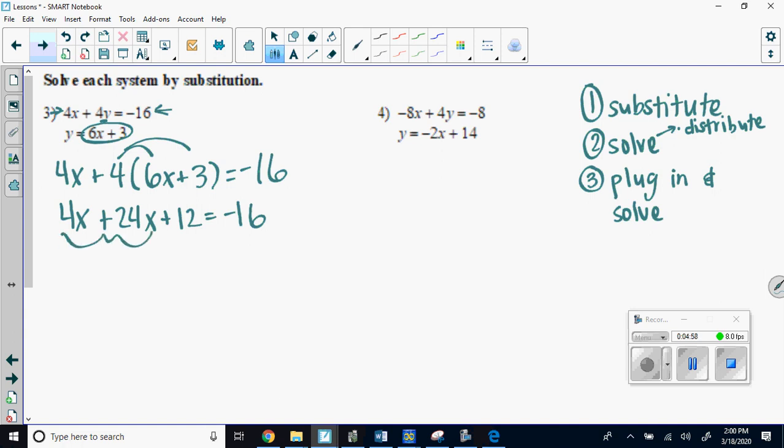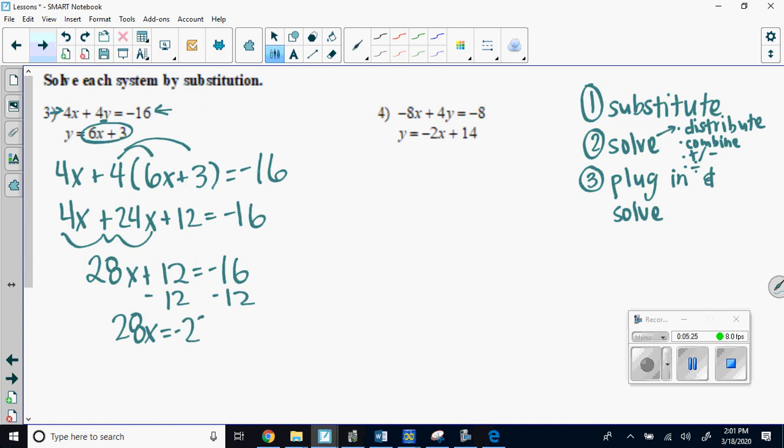Then we combine like terms: 28x plus 12 equals negative 16. Then we subtract the 12. That will be either add or subtract, and then the last step will be to divide. So when I divide by 28, we get x equals negative 1.